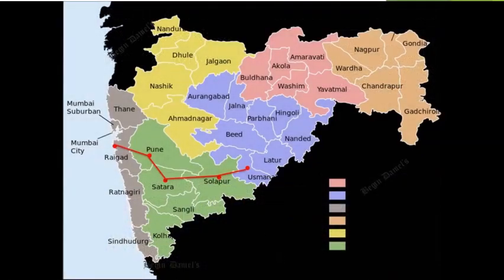This is a map of Maharashtra showing you the journey of children from Naldurg region to Raigad. They begin from Naldurg, they go to Solapur, then to Satara, Pune, and finally they reach Raigad.